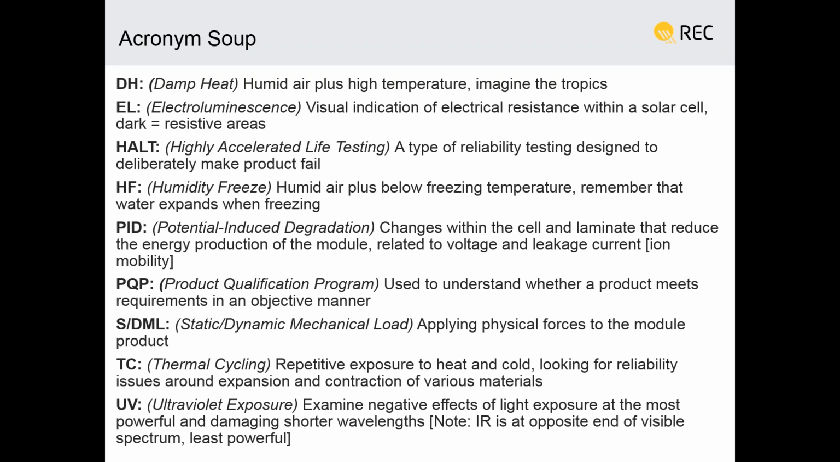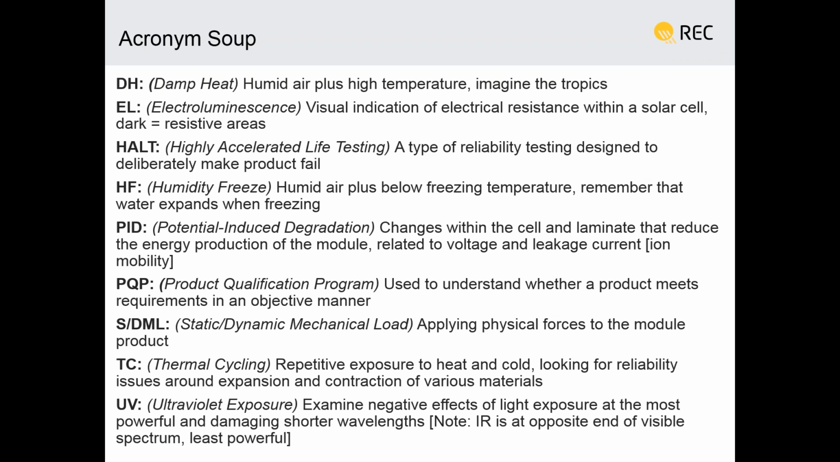The next one down the list is PID, potential induced degradation. Out of the entire suite, as I had alluded to, this is probably the most complicated to try to explain in a simple fashion. It almost defies a simple explanation. But basically, it's a change within the cell structure, and it's the interactivity. It's not just the cell, it's also the materials that surround it.